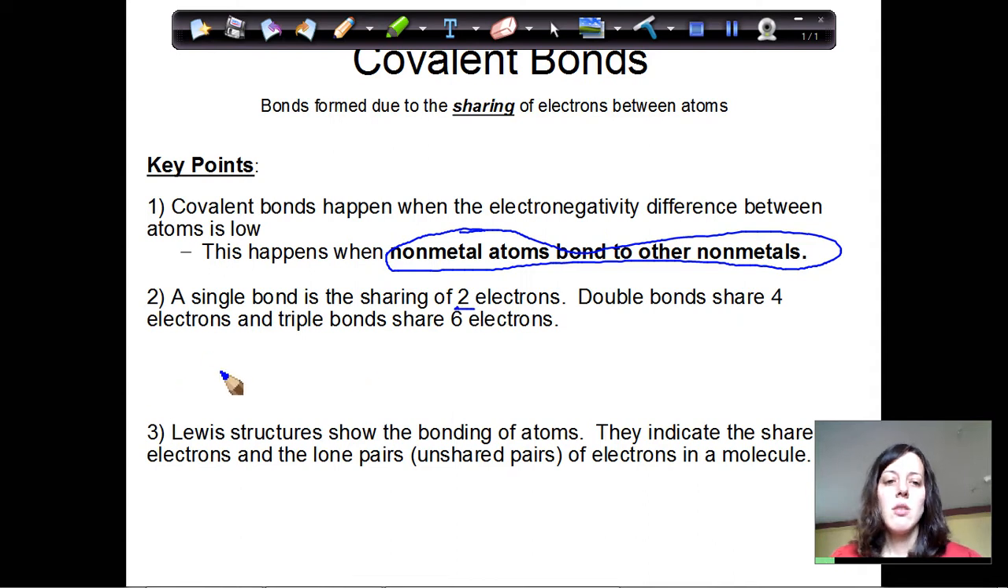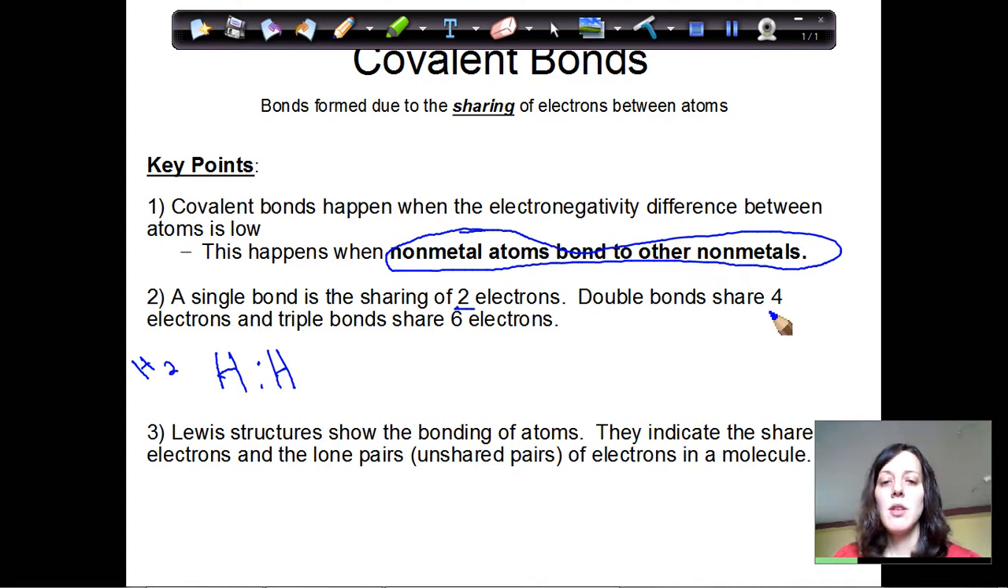So if we were to draw a single bond, we could draw it like that. And that would be H2, our diatomic molecule. And that's actually what it looks like. It's sharing these two electrons. So both hydrogens have access to these two electrons as far as stability is concerned.